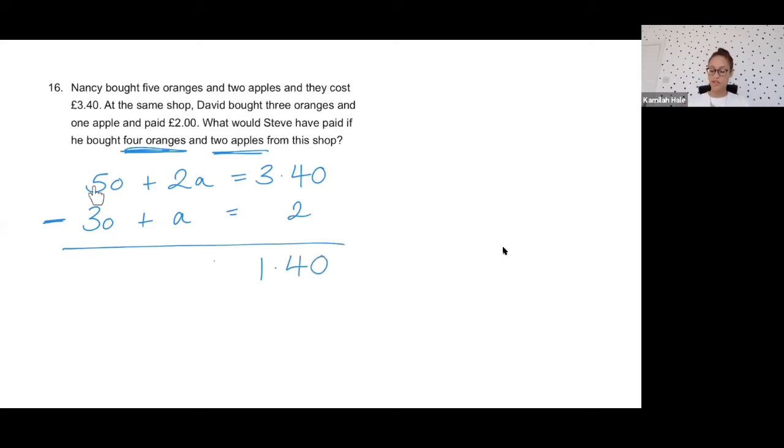So if I had 5 oranges and 2 apples, and then I subtract 3 oranges and 1 apple, what am I left with? Not just £1.40, but what have I got on the left? Yeah, 5 oranges take away 3 oranges, 2 oranges; 2 apples take away 1 apple, 1 apple is left. So I know 2 oranges and 1 apple equal £1.40. The question wants to know how much 4 oranges and 2 apples cost. So how much do they cost?